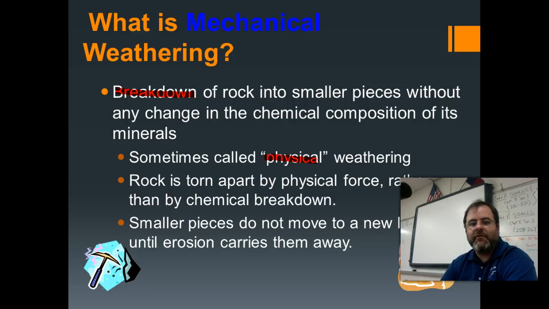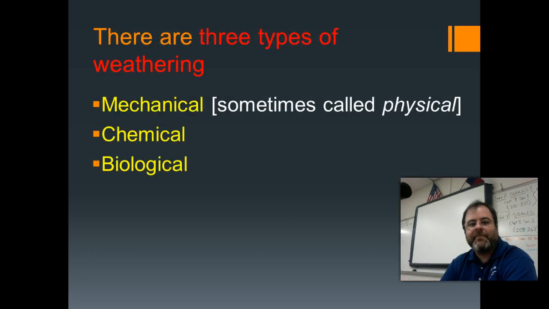But smaller pieces are not carried away. They do not move. That's erosion. Okay. There are three types. There's mechanical, there's chemical, and then there's biological. So like I said, sometimes we call it physical weathering, but you'll hear it both ways.